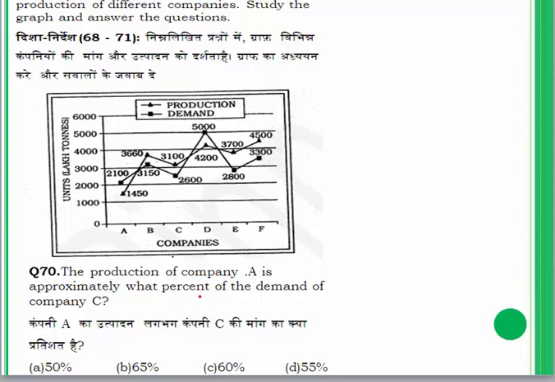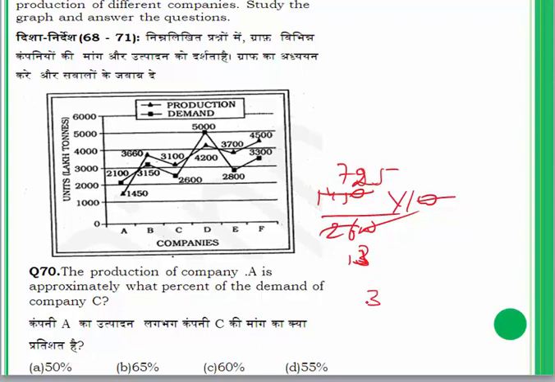Now the production of company A is approximately what percentage of the demand of company C? Production of company A, this is production, which is 1450, is what percent of the demand of company C? And demand is 2600, into 100. So you can say fifty-five, answer is D in this case.